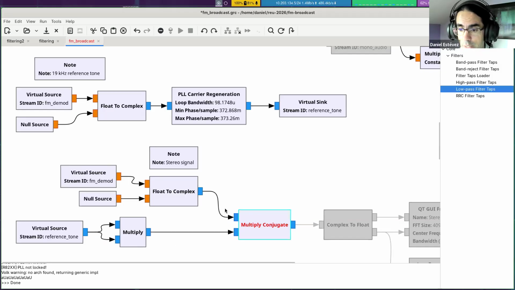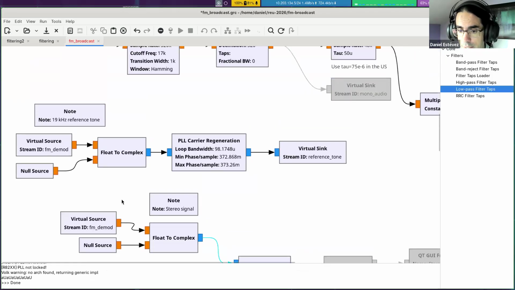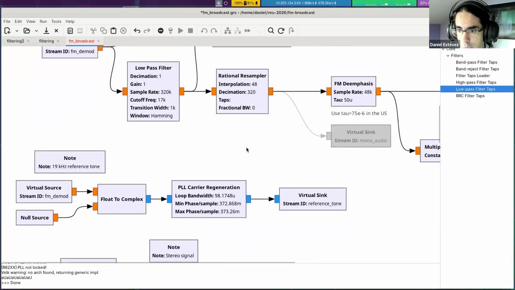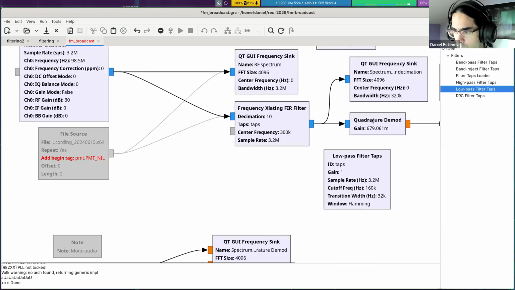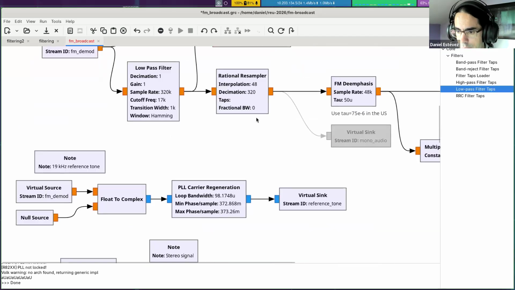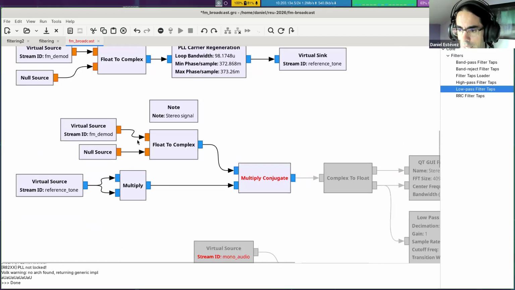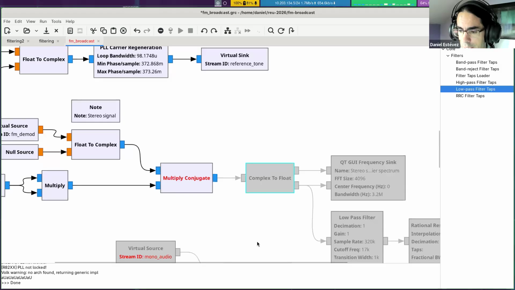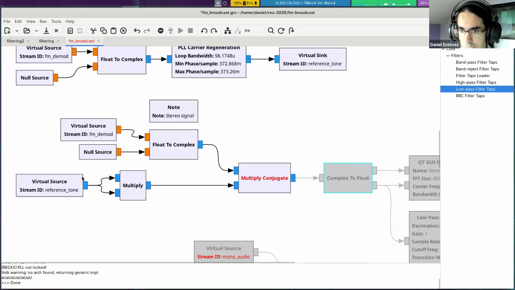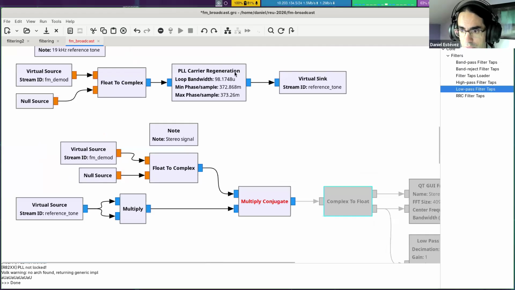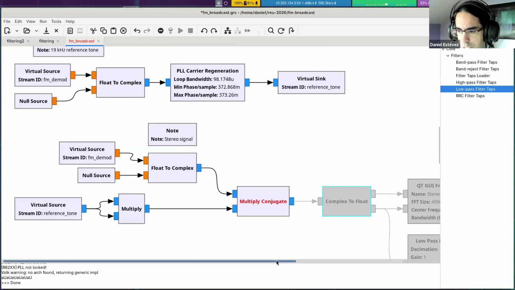And then multiply conjugate. In this way, I'm shifting my signal. This FM demod is the output of the quadrature demodulator. So right here. So I'm shifting it to the left by 38 kilohertz. And then, but very important, these 38 kilohertz are generated from the reference tone. These are not a 38 kilohertz signal source that I would put in here, because that wouldn't be fully synchronized to the transmitter signal.